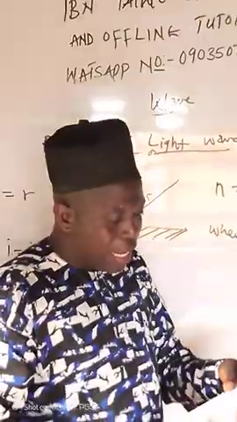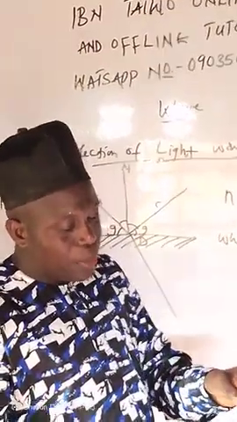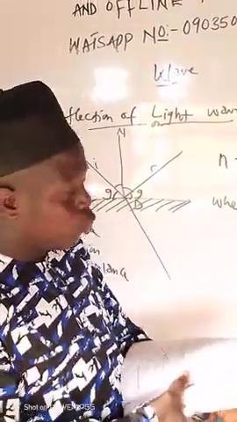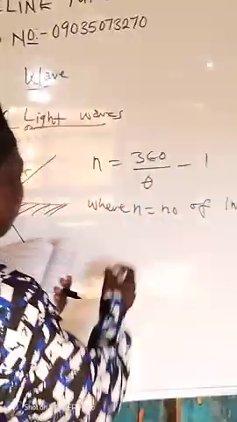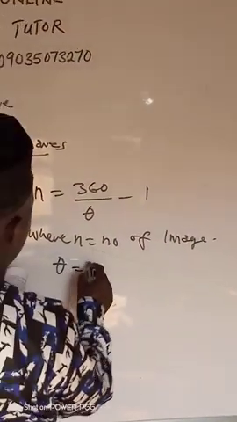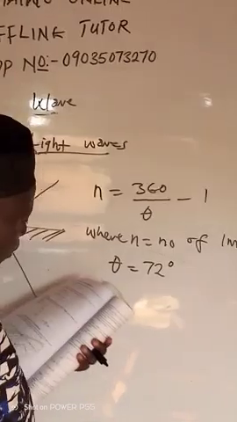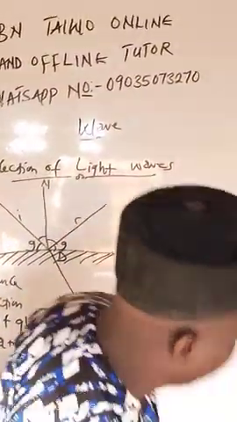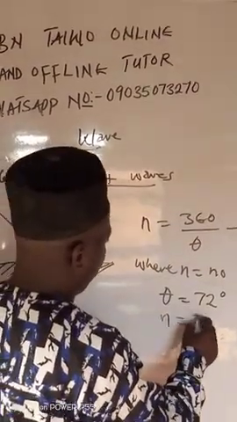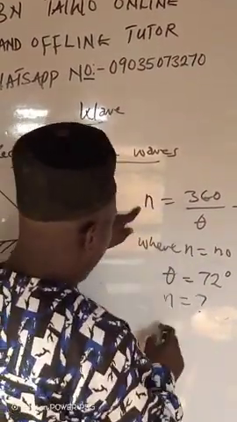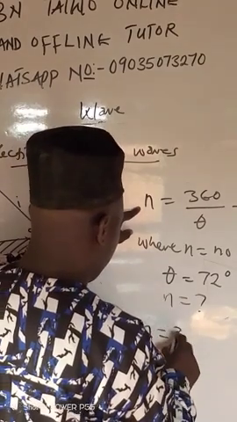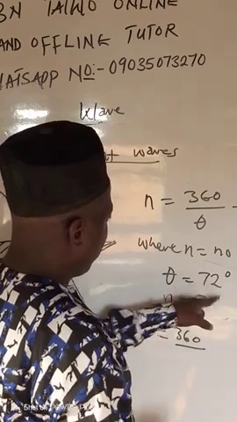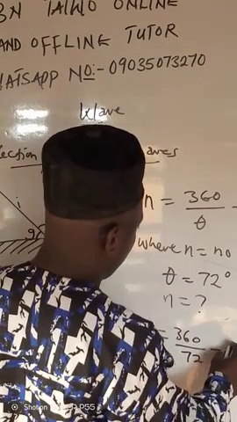The question says that a candle is placed between two mirrors which are inclined at an angle of 72 degrees. We have been given our angle theta equal to 72 degrees, facing each other. How many images? The question asks us to find the number of images, n. Therefore, our formula: n is equal to 360 divided by theta, which is 72, minus 1.